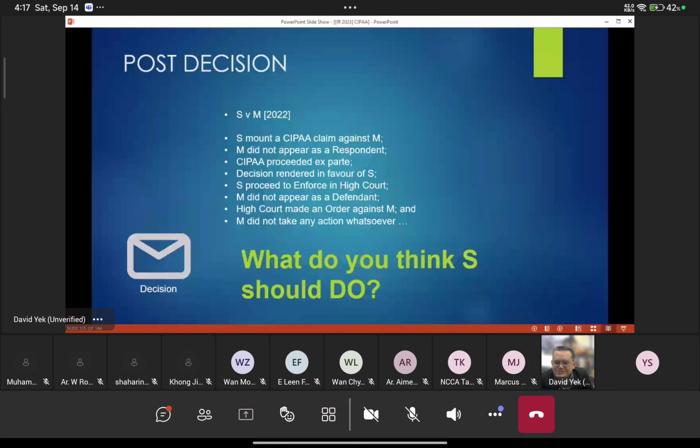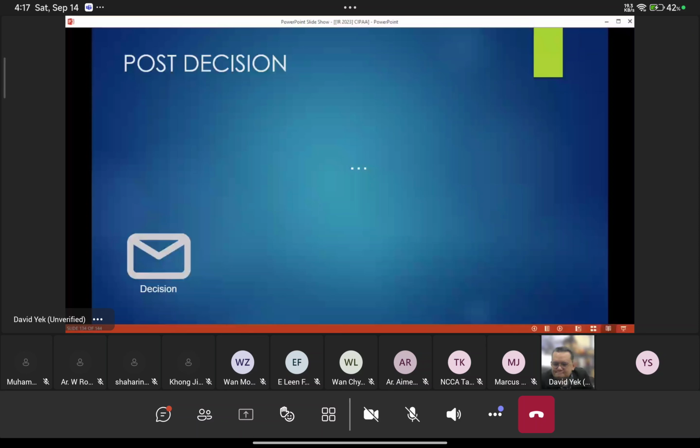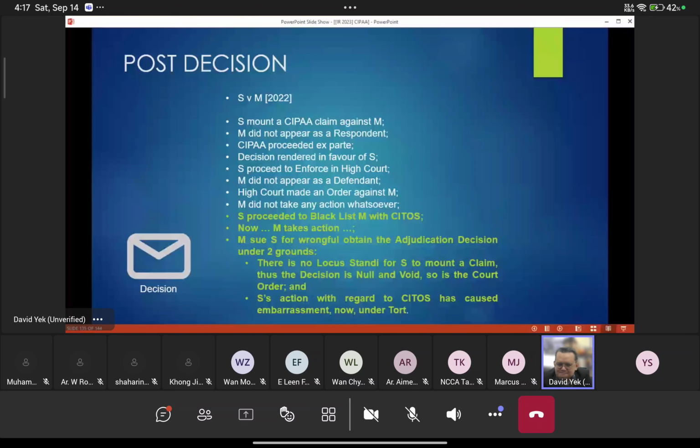So what do you think S should do? Any answer? S proceeded to blacklist M with CITOS. Okay. Now, after M got blacklisted by CITOS, now M starts to take action. Very interesting.